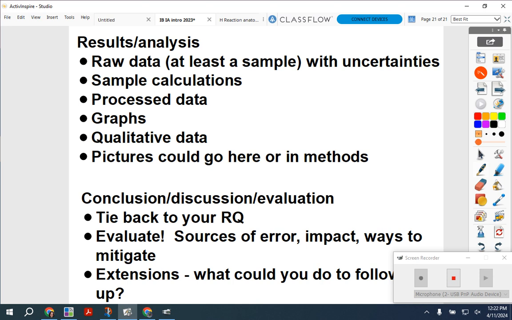And then evaluate your experiment. Be honest. You don't have to be honest about every time you spilled something, but if you did one of your titrations, you went way over the color, it was a very, very dark blue and clearly went past your usual stopping point, say that. That's a source of error. That could have messed up your average calculations for that condition.